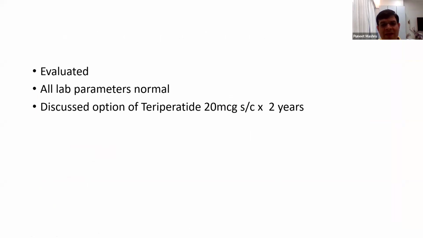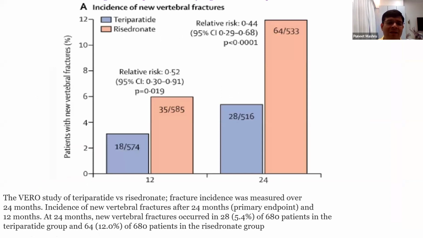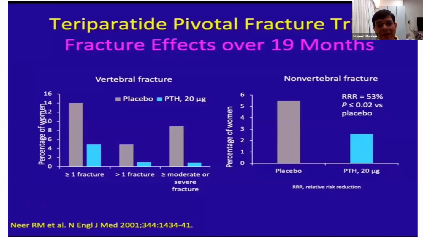So this is an anabolic agent. And why is this preferred over other agents? There's enough data, compared to bisphosphonate or any other agent, that it significantly reduces the risk of new vertebral fractures. Not only that, it also has a significant reduction at non-vertebral fracture sites, by 53%. And this is better than any other agent, including denosumab.